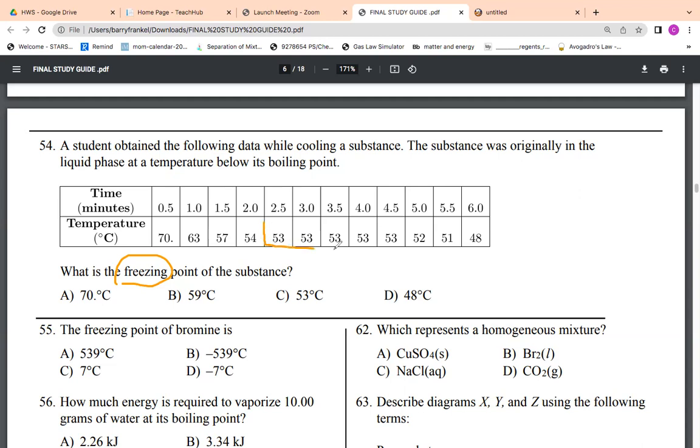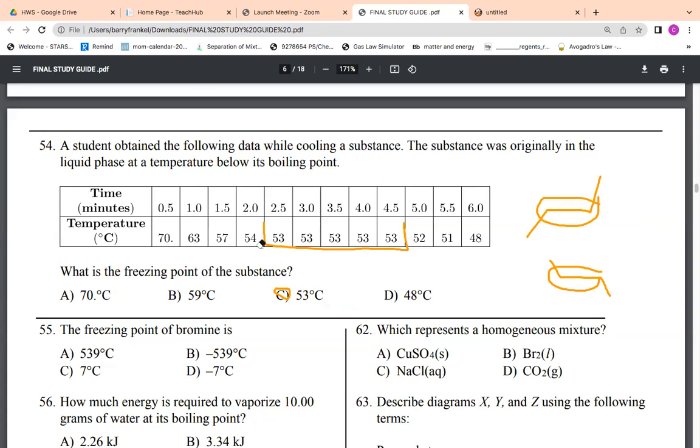At minute 2.5 to about 4.5 minutes, the temperature does nothing. So that means that we are at this point on the graph. At this point, we are freezing, or really, it should be like this because it's a cooling curve. So we're at this point, and this is 53 degrees Celsius. All right. 55. The freezing point of bromine is what?